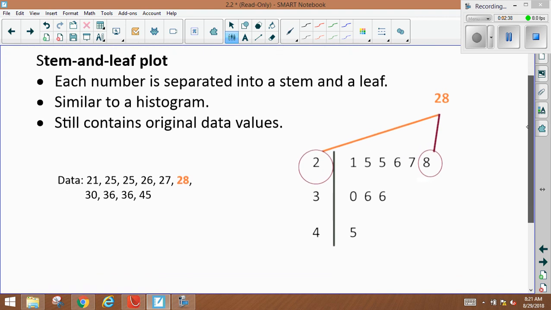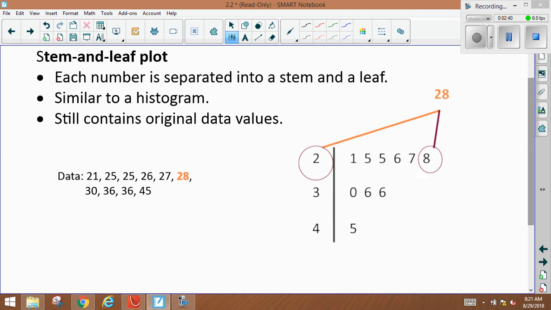All right. So how does this work, right? We've got this 21, okay? That's 21. See that? 25. Where's the 25? There are two of them. We have one 25 here and another 25 there. That's what they look like.